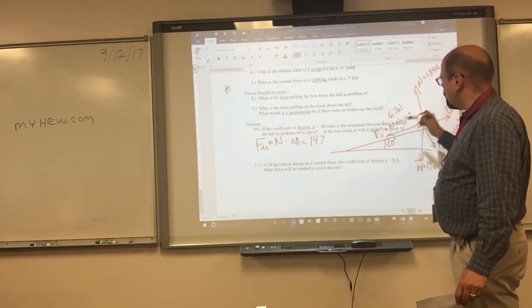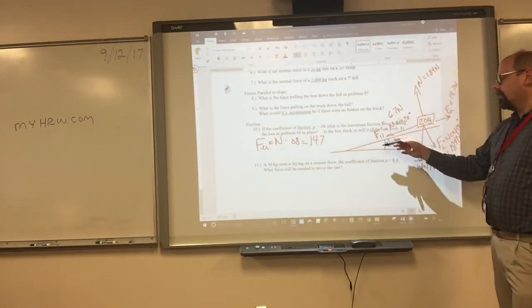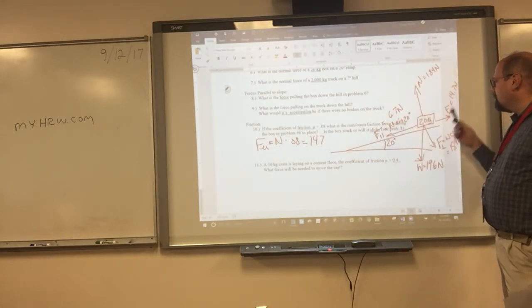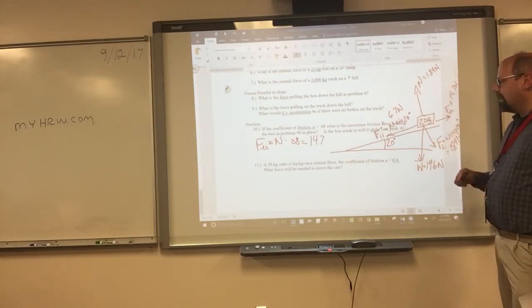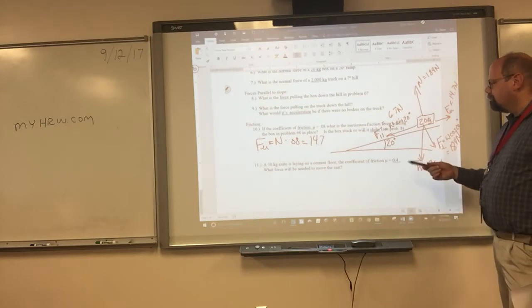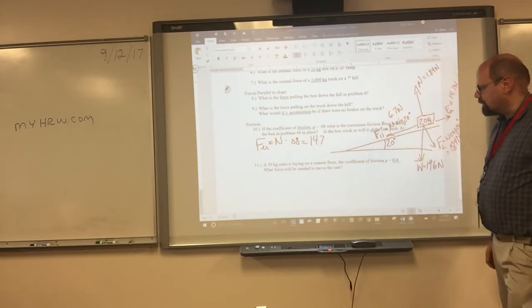Will this box slide down this hill? 6.7 newtons is what its weight is encouraging it down the hill by. This says I need 14.7 newtons to make that box slide. Is the box stuck or will it slide? It is stuck. We'd still have to go a little higher before this would start to slide.